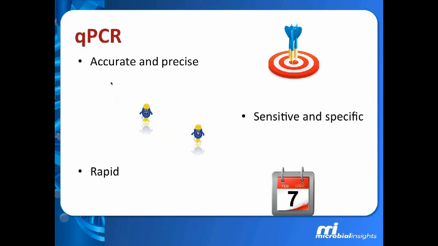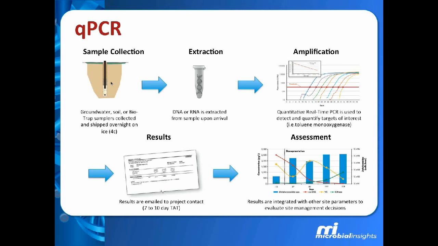So the way that qPCR works is a sample will be collected from a monitoring location and shipped to the laboratory where DNA or RNA would be extracted upon arrival. qPCR can then be used to quantify the organisms or genes of interest. Quickly, the way that this works is qPCR uses short segments of DNA called primers, and those primers will bind to complementary regions which are unique to that organism or gene of interest. It then makes copies of the segment.